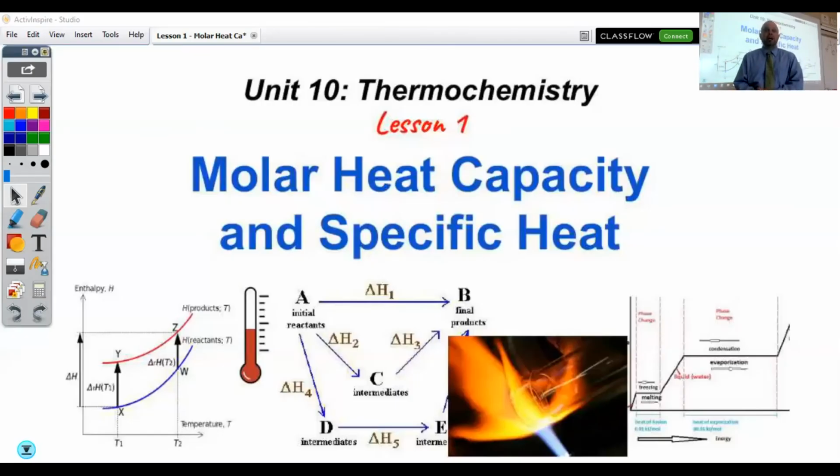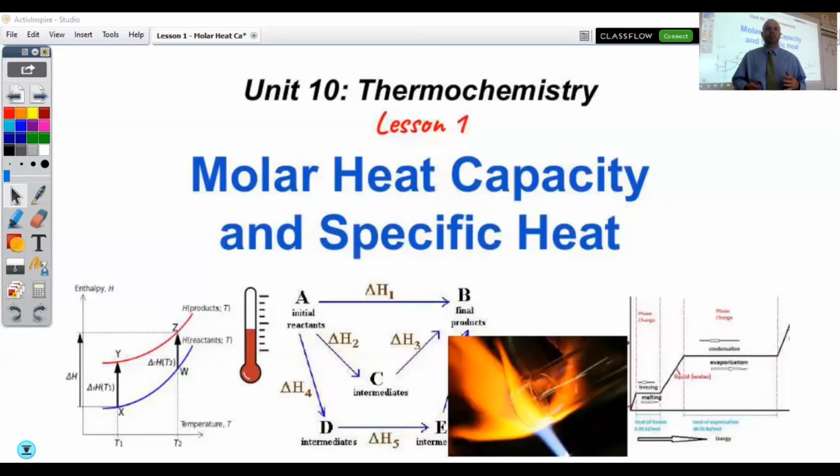Hello, everyone. Today we're going to begin Unit 10 on thermochemistry. We're going to start by talking about molar heat capacity and specific heat. For those of you who are paying close attention, you'll notice that we skipped over Unit 9.